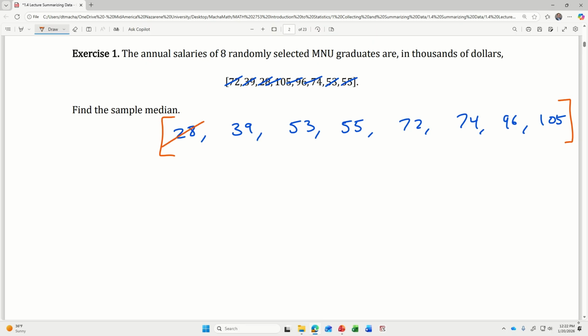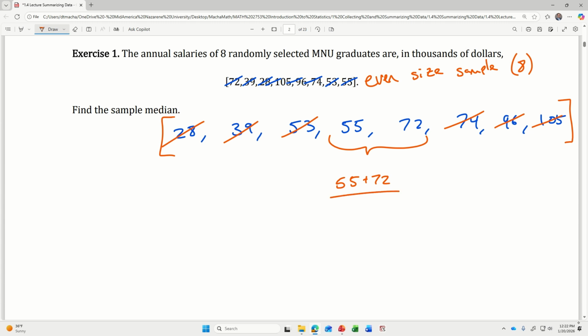So again, I can get rid of the top one and the bottom one, the second to the top and the second to bottom, and the third from the top and the third from the bottom. And then I'm left with 2 because I had an even size of sample. There's 8 measurements in my sample. And so to get the median, we add the middle 2 and divide by 2 to get the midpoint.